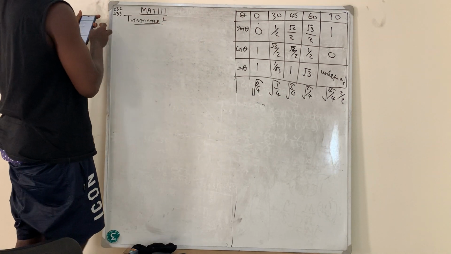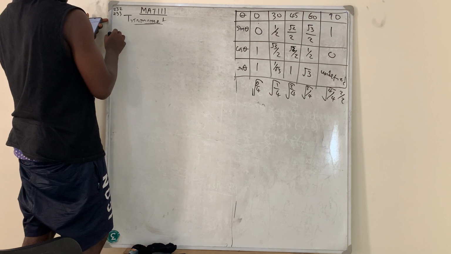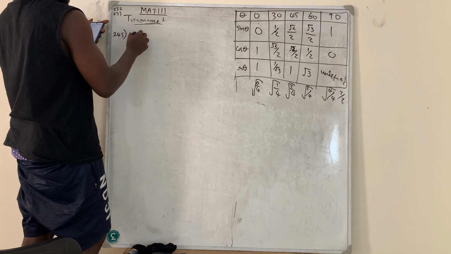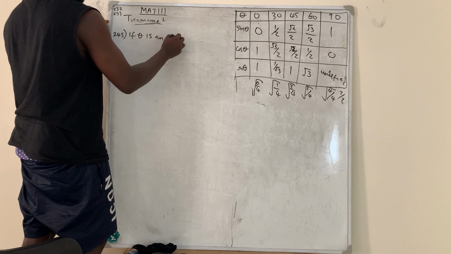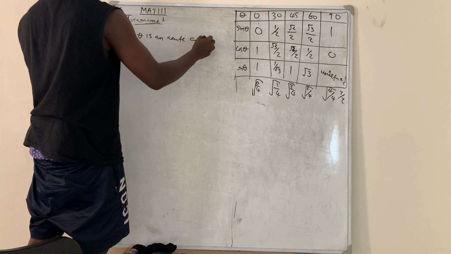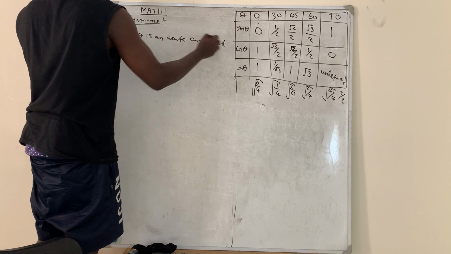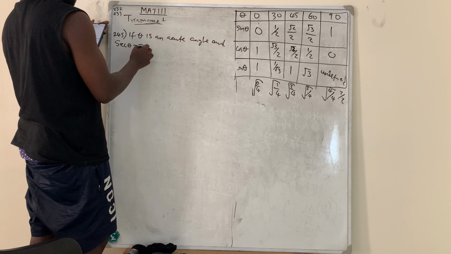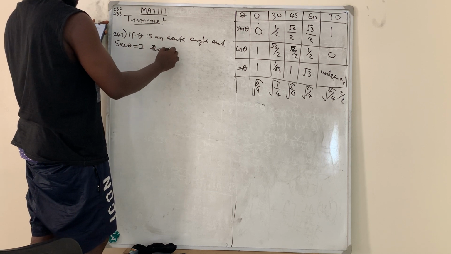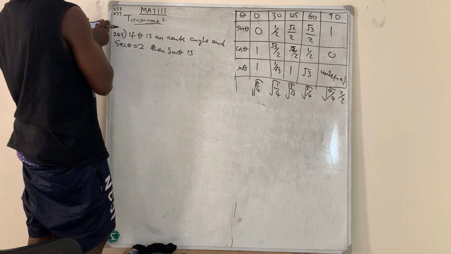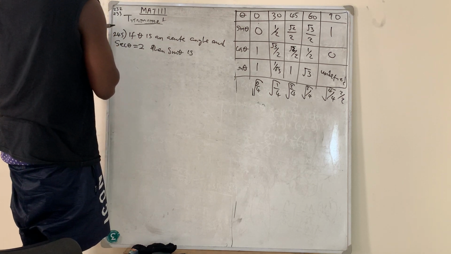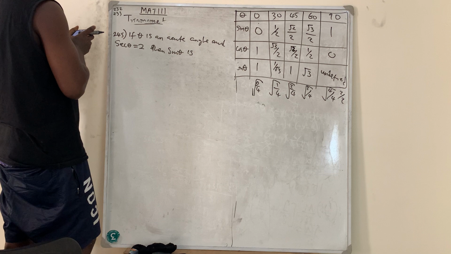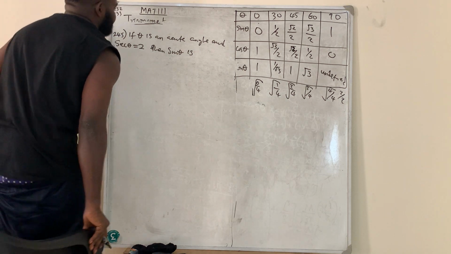So the next question here said question number 245. Question number 245 said that if theta is an acute angle, okay, and sec theta is equal to 2, then find sine theta. So what do we have?